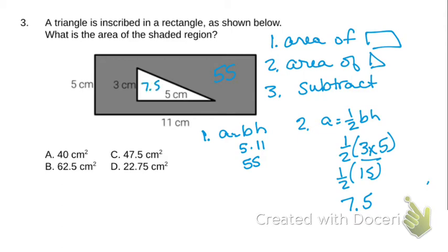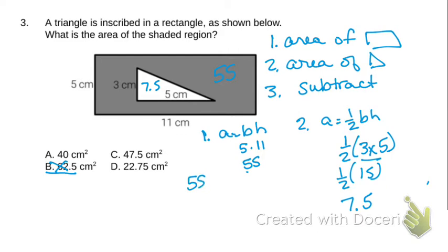Now we just have to do step 3, which is subtracting. Okay, notice we have one answer choice here. B has 55 plus 7.5. That would be them adding, okay?